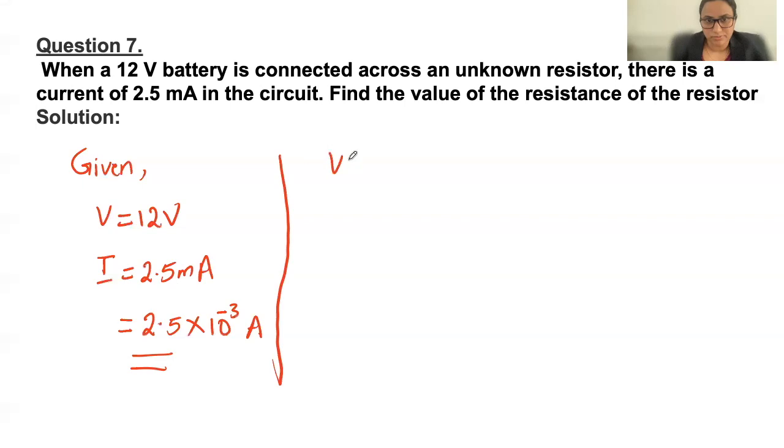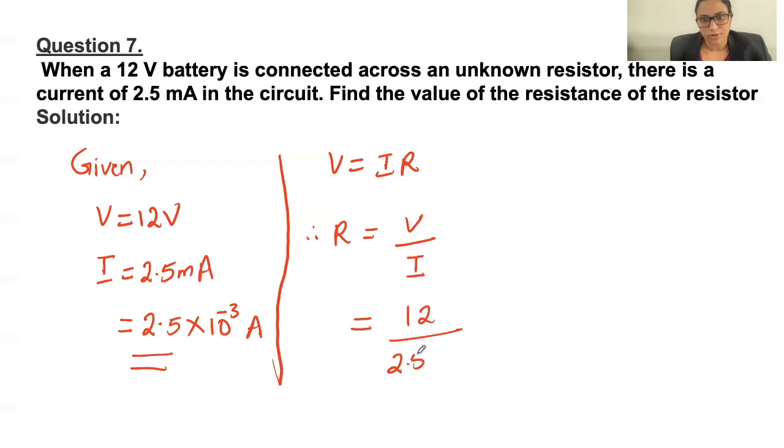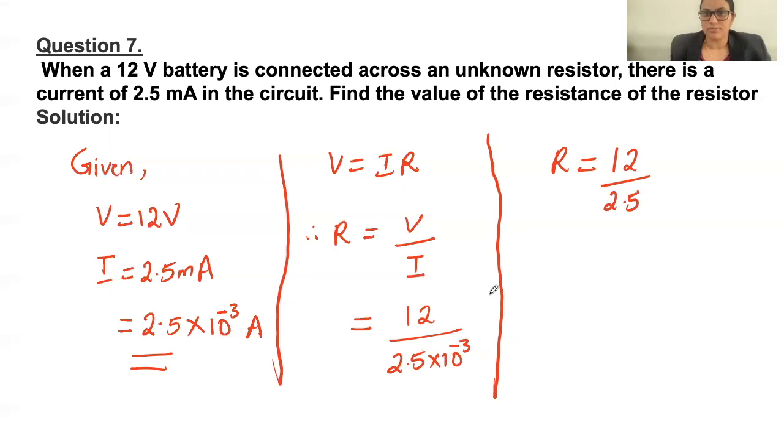We have the equation V is equal to IR. So we need to calculate the resistance. So R is equal to V divided by I, which is equal to 12 volt divided by 2.5 into 10 power of minus 3. Or R is equal to 12 divided by 2.5. So we are taking this 10 power of minus 3 to the numerator, so it will become 10 power of plus 3.